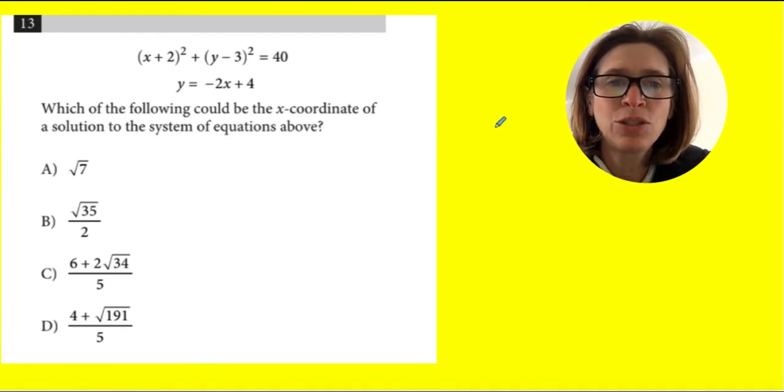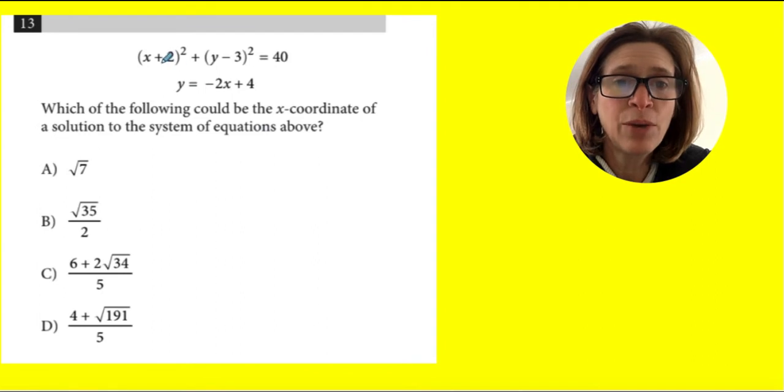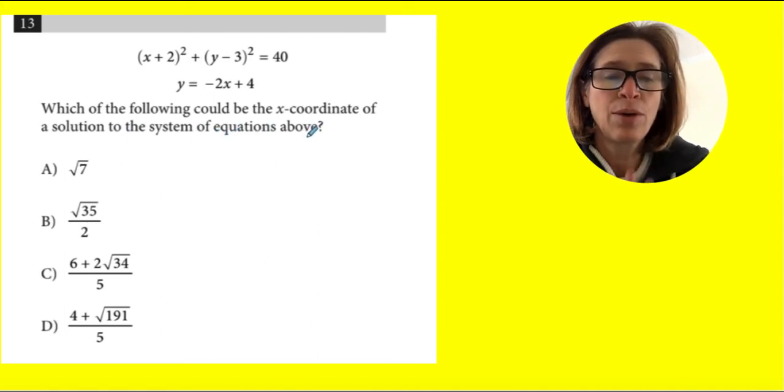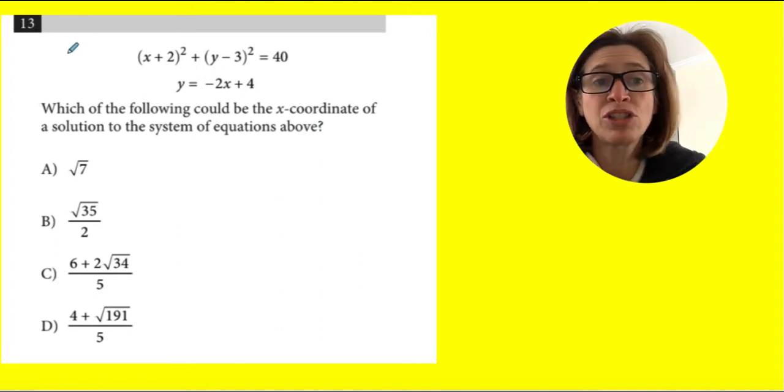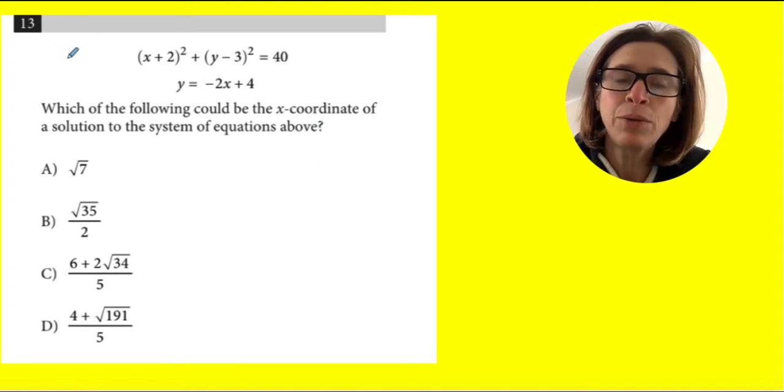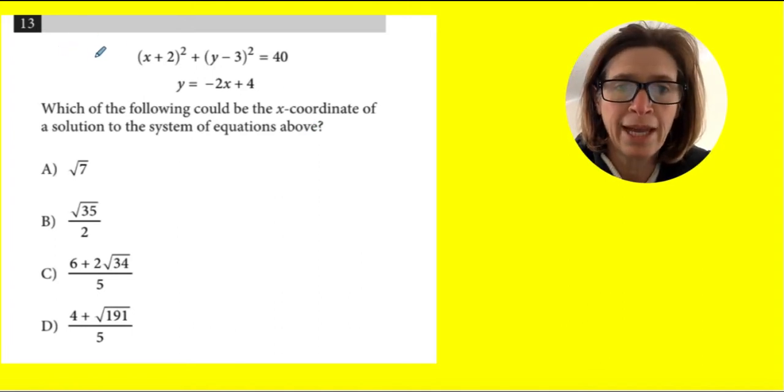This is the release test from April 2018, question number 13, Math Non-Calculator. It gave us two equations, and it says which of the following could be the x-coordinate of a solution to the system of equations above. Okay, so I'm going to think about this because it's question number 13, and I really want to know what kind of equations I'm looking at here.